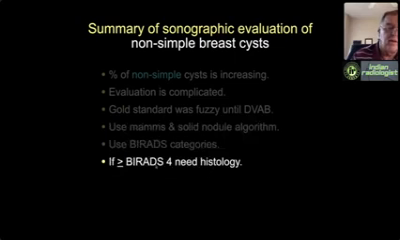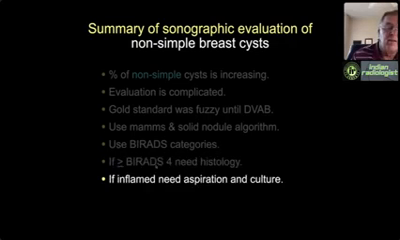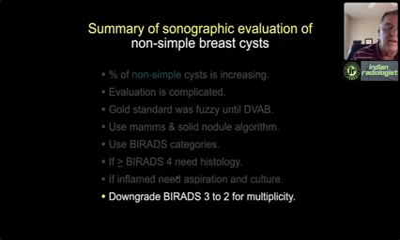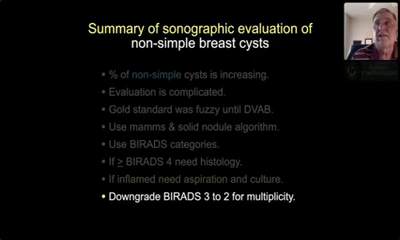We use BI-RADS categories. If it's BI-RADS 4, we need histology, and that means DVAB. If it's inflamed, we need aspiration and culture, but not cytology. We need also guidance to avoid getting bloody fluid. And we have to downgrade as many BI-RADS 3s to BI-RADS 2 for the rule of multiplicity as is possible.